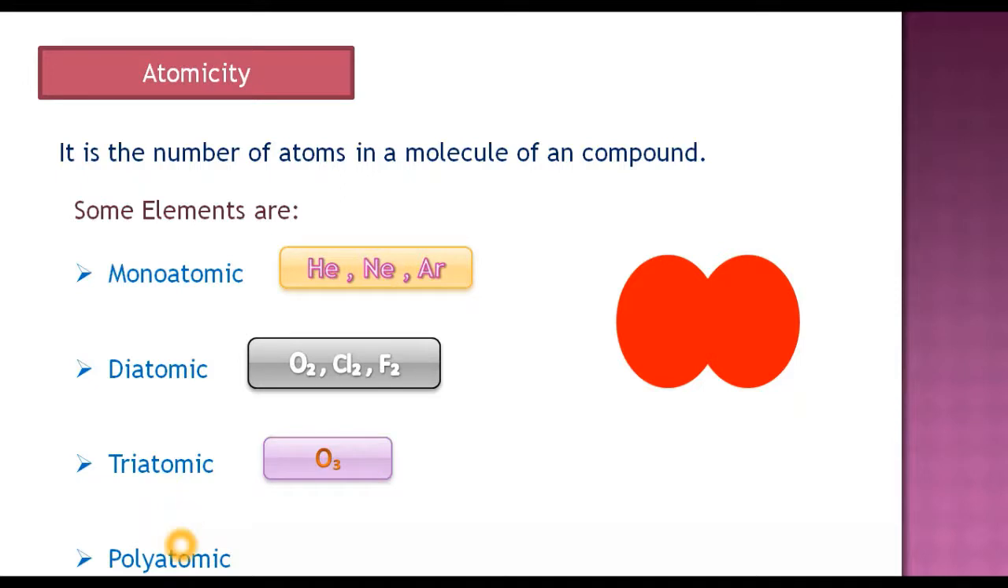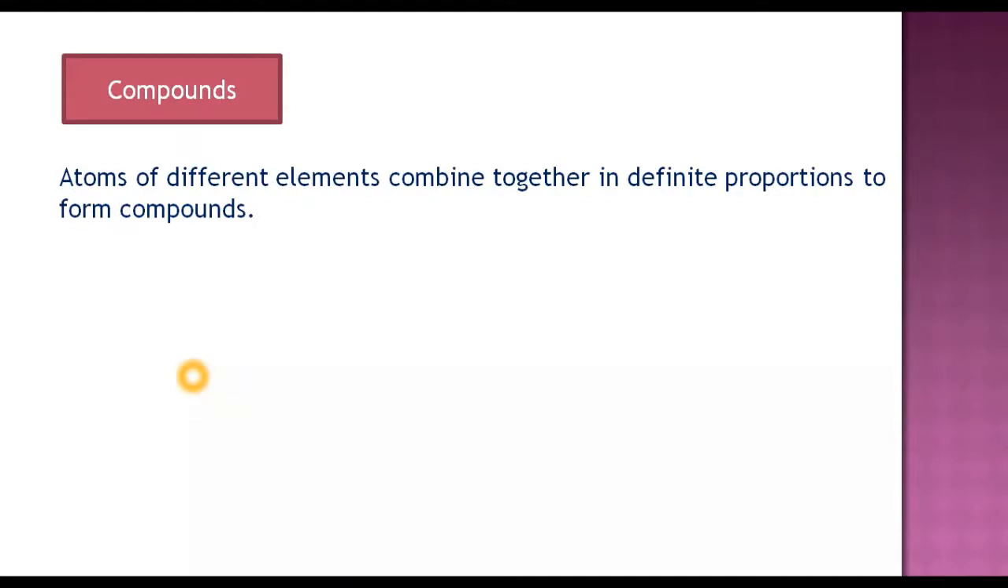Now, polyatomic means in which many atoms have combined. So we have phosphorus. That means 4 atoms of phosphorus have combined to form a phosphorus molecule. 8 atoms of sulfur have combined to form a sulfur molecule. So in a sulfur molecule there are 8 atoms, and in a phosphorus molecule there are 4 atoms, and these are known as polyatomic. That means many atoms have combined to form their molecules. Clear?